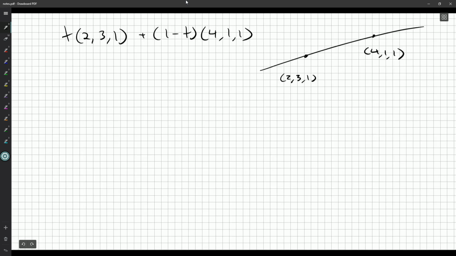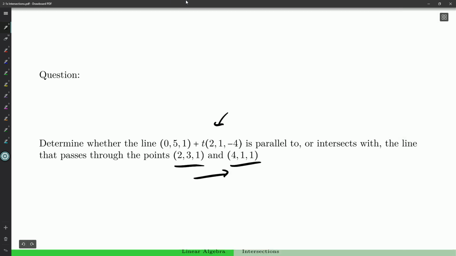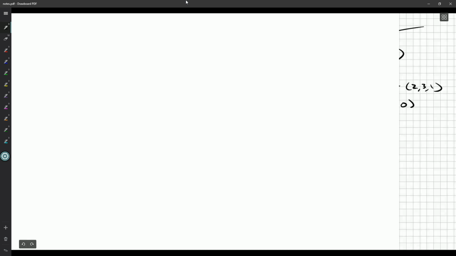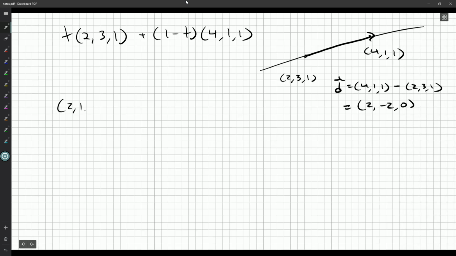Now, why would we care about this direction vector? Well, to tell if two lines are parallel, the direction vectors need to be scalar multiples. So we can get a direction vector for this line: (2, -2, 0). So that's a direction vector. Now, what about the first line we were given? It's got a direction vector of (2, 1, -4).